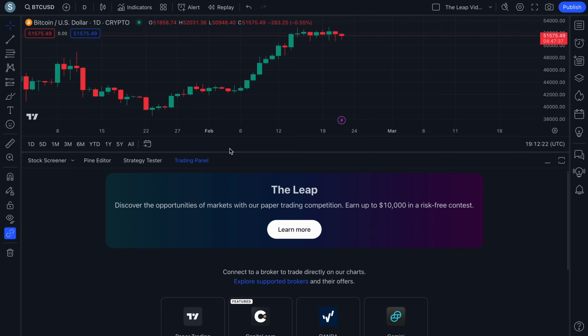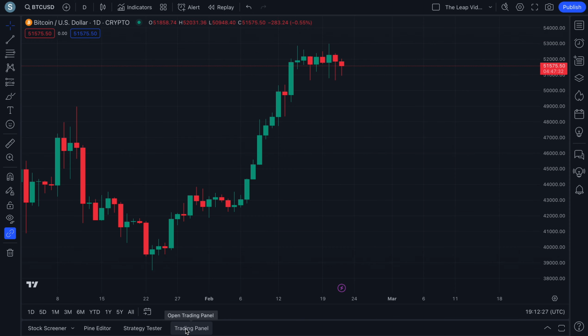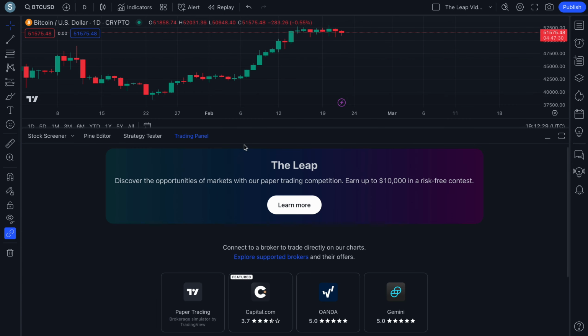Now we are connected to the Leap already. We've already clicked join. So our next step is heading to the trading panel. So we've shown you this now. Find the trading panel and open it.